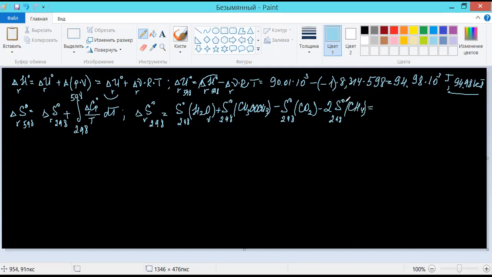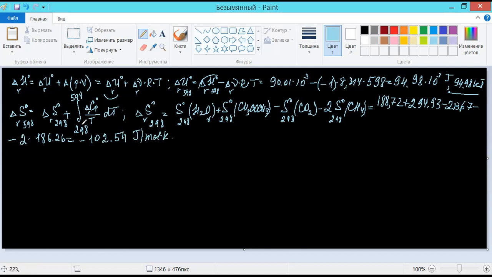So that equals 72 plus 994.93 minus 213.67 minus 2 times 186.26, and the final is minus 102.54 joules per mole per Kelvin.